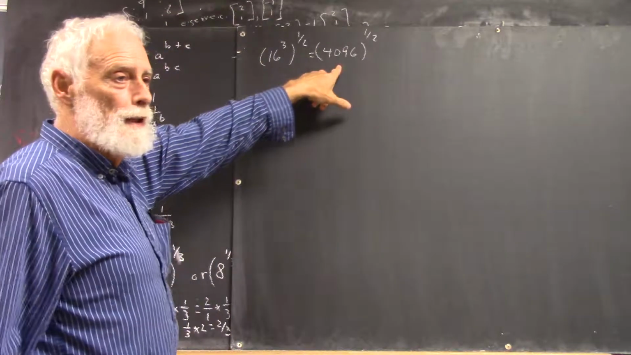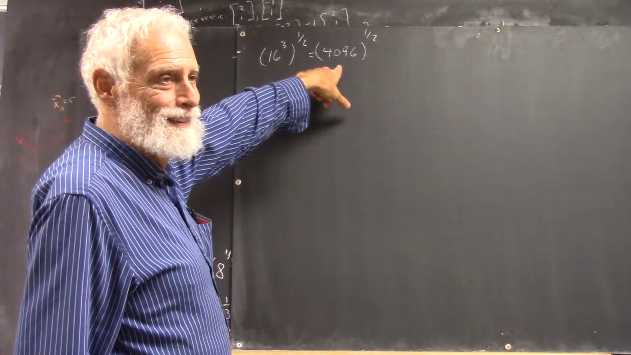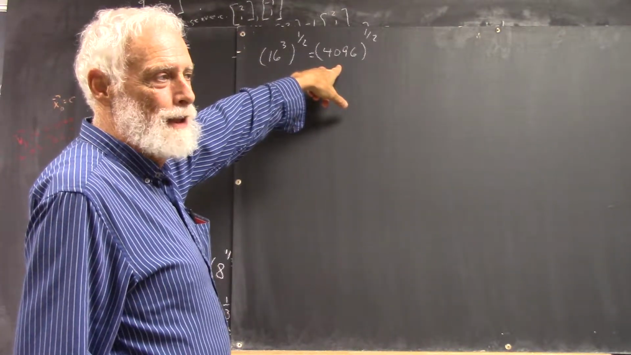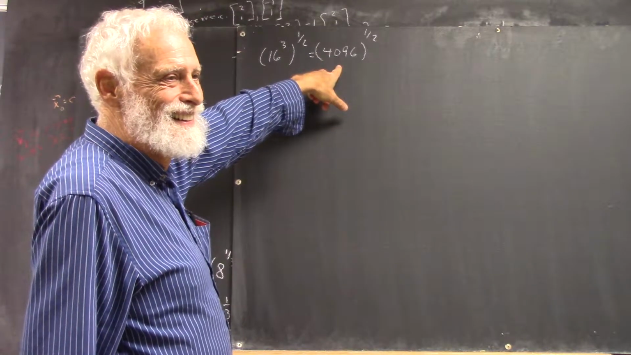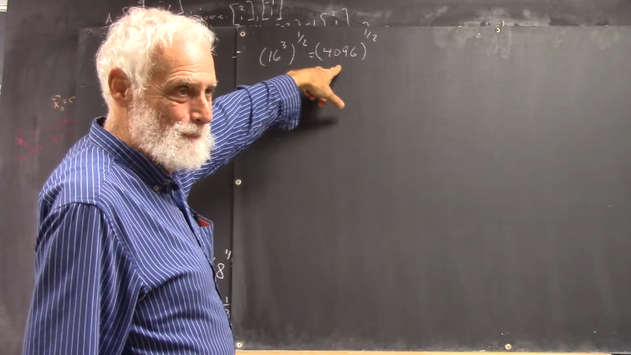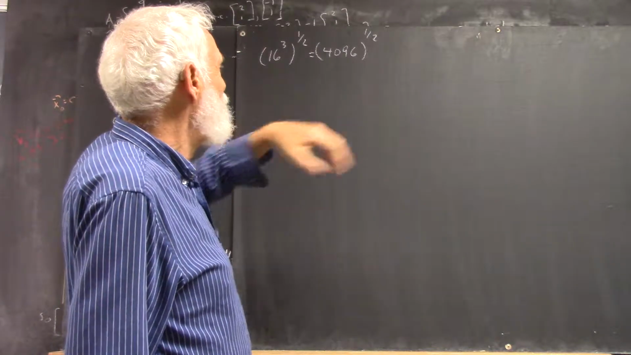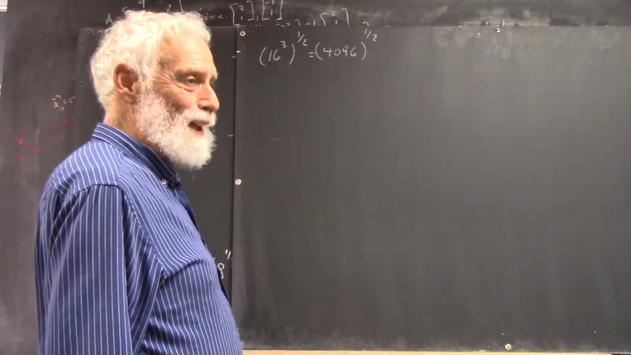So what do you multiply by itself to get 4,096? You know your multiplication tables up to 100? No, you don't. Okay? And you don't know your squares that high. Okay?